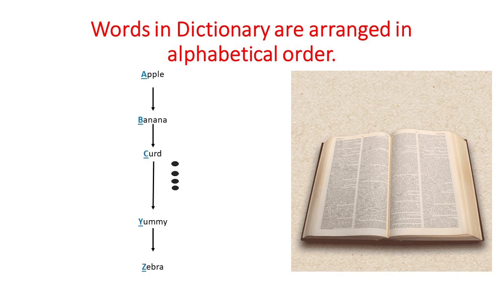The word apple can be found before the word banana in the dictionary, and the word curd can be found after the word banana in the dictionary. Yummy will be in the Y section and zebra can be found in the last section of the dictionary, that is in the Z section.